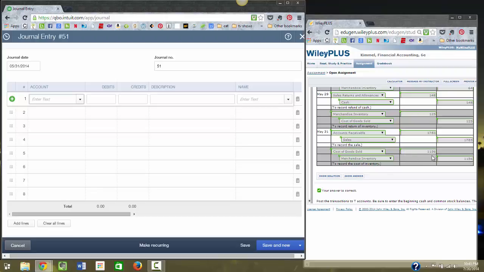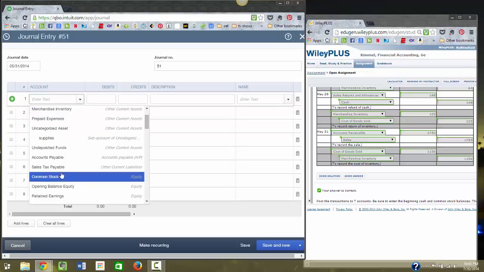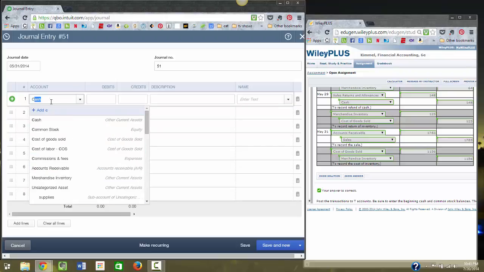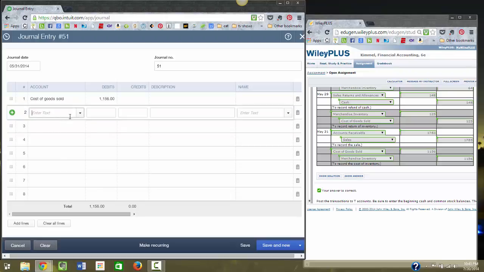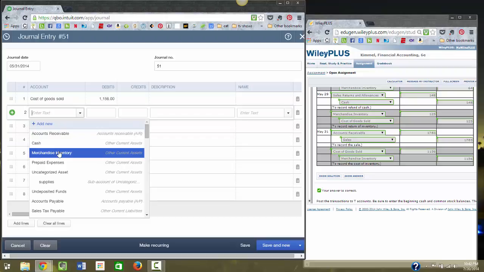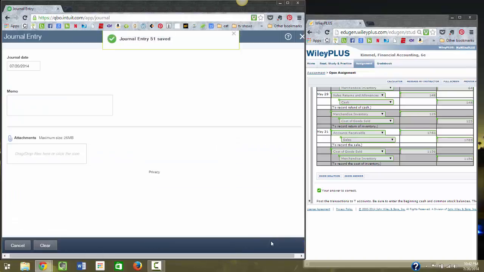So cost of goods sold, 1156, debit. Okay, 1156. And then merchandise inventory, credit for 1156. And the date's correct. Save and new.